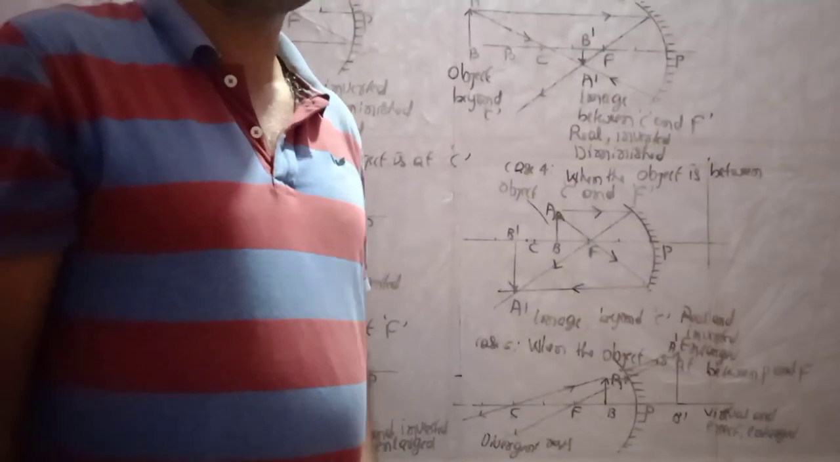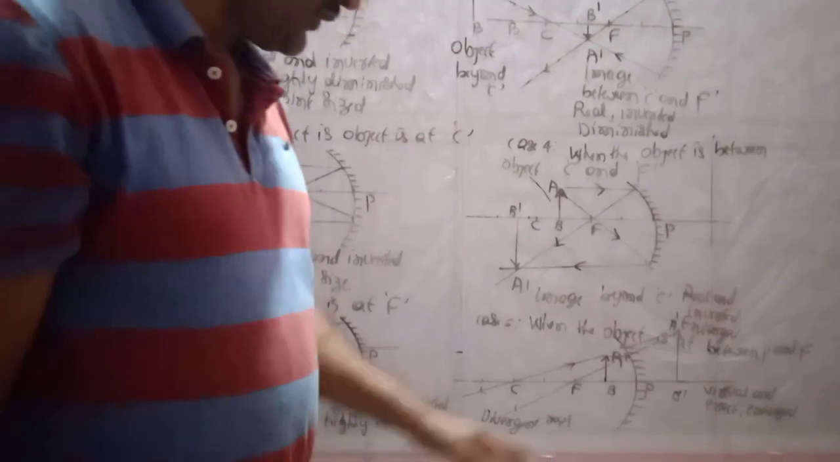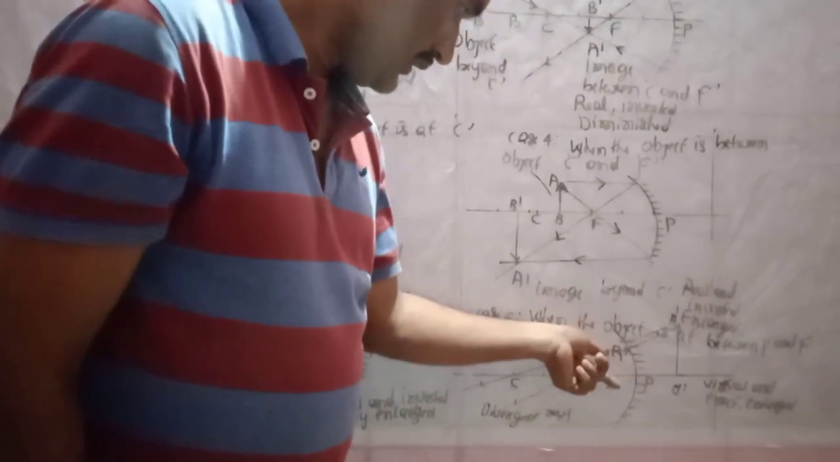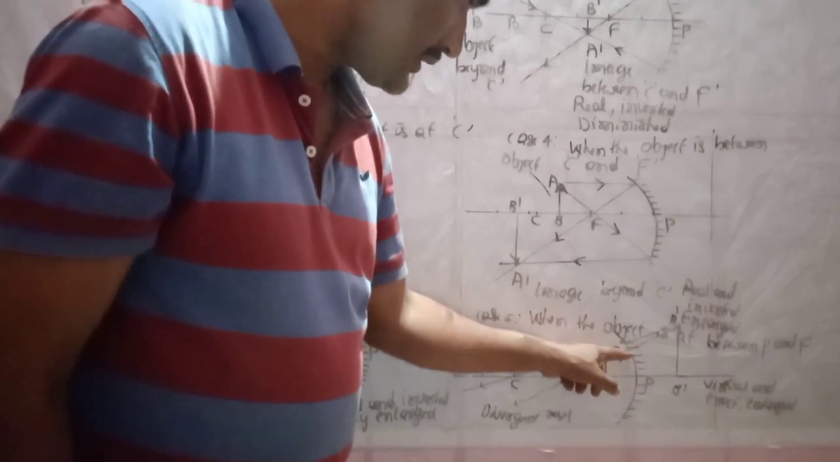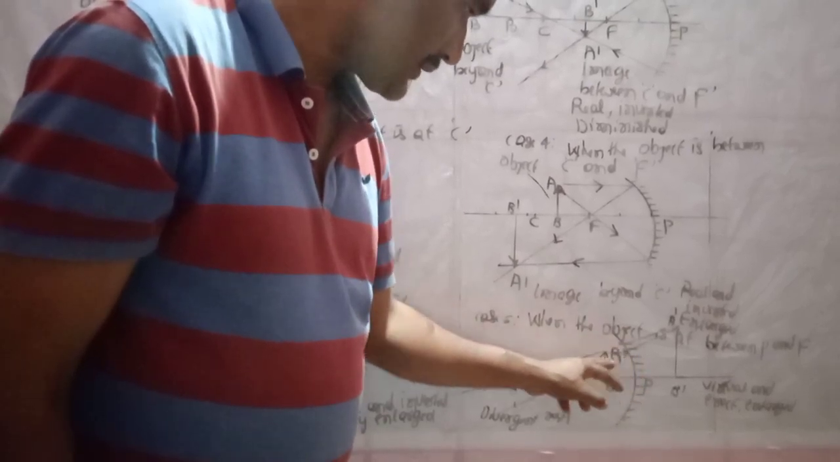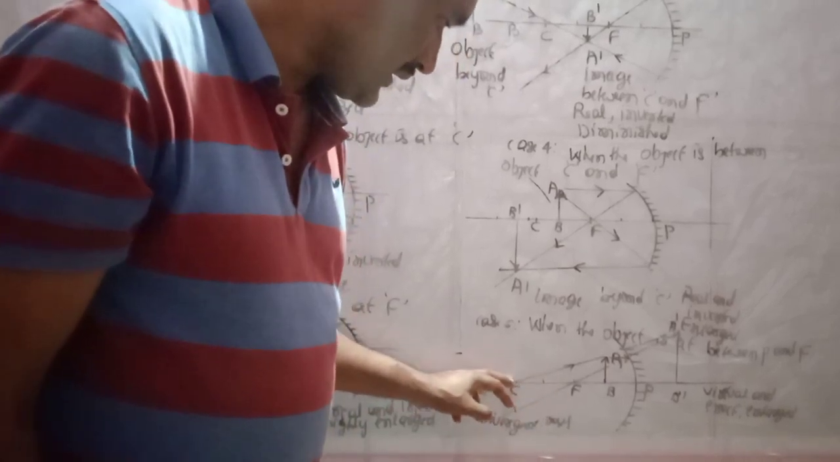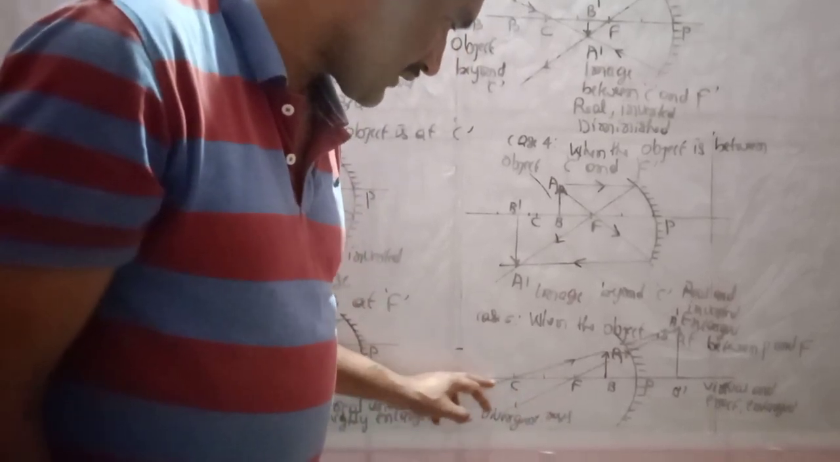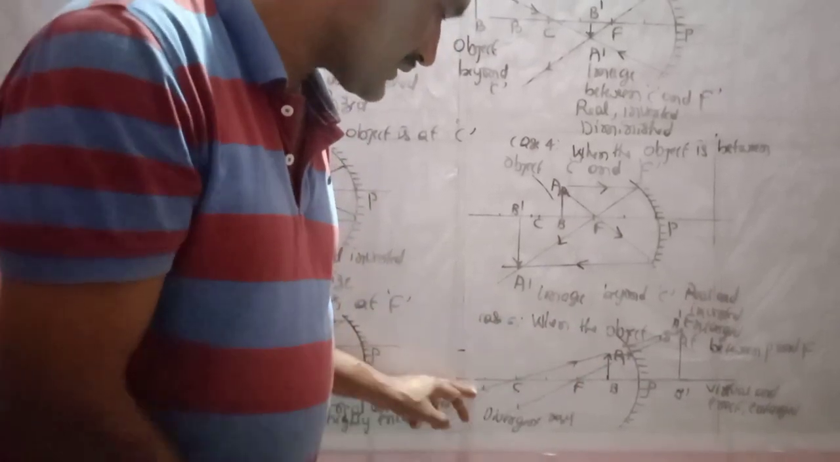So case number 6, that is the last case, when the object is kept between F and P. Let us take one object AB. Here a ray parallel to the principal axis will pass through the principal focus. We are using rule number 1. And a ray which is passing through the center of curvature will, after reflection also, go in the same path.